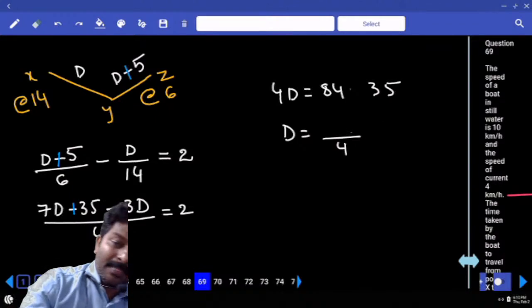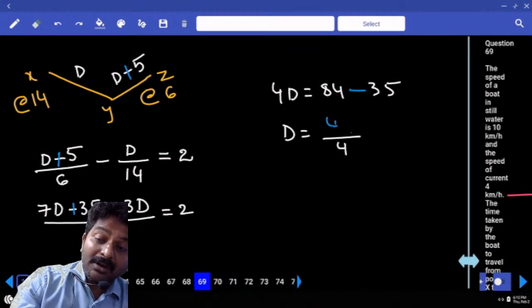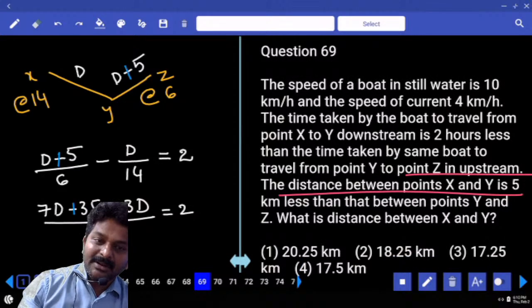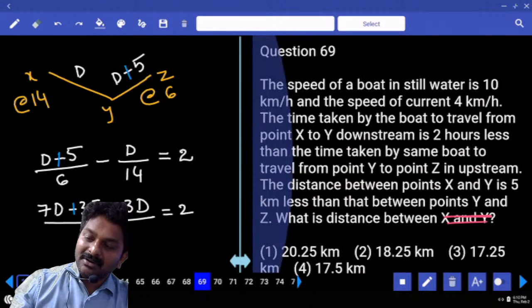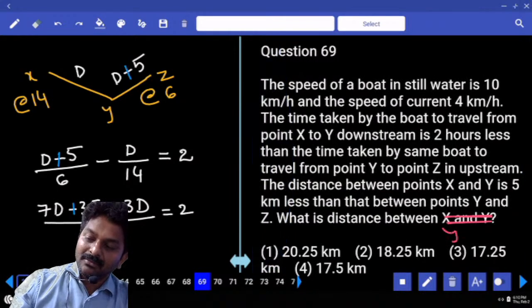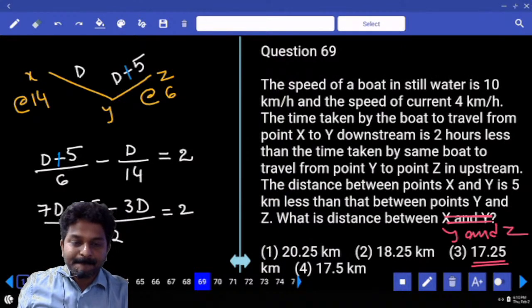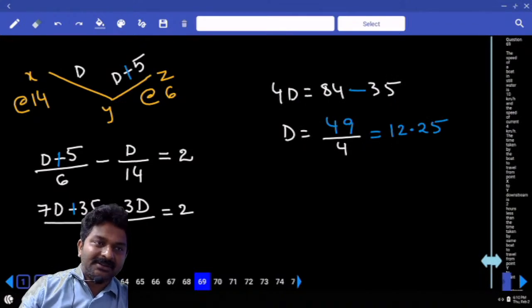ఓకేనా? మైనస్ అంటే ఎంత అవుతుంది? 49 అవుతుంది. అప్పుడు ఆన్సర్ 12.25 అవుతుంది. లేదా +5తో ఉంది కదా, అప్పుడు ఇక్కడ క్వశ్చనే మార్చుకోవాలి వాళ్ళు. ఎక్స్ అండ్ వై ఇవ్వకూడదు, వై అండ్ జెడ్ ఇవ్వాలి. అప్పుడు 17.25 అవుతుంది. వై అండ్ జెడ్ అనుకోండి, 17.25 ఆన్సర్ అవుతుంది.